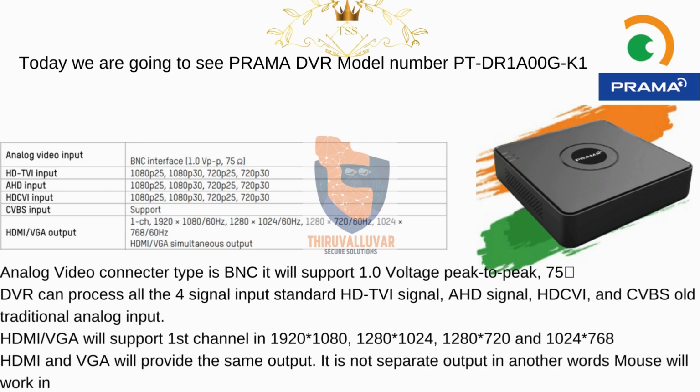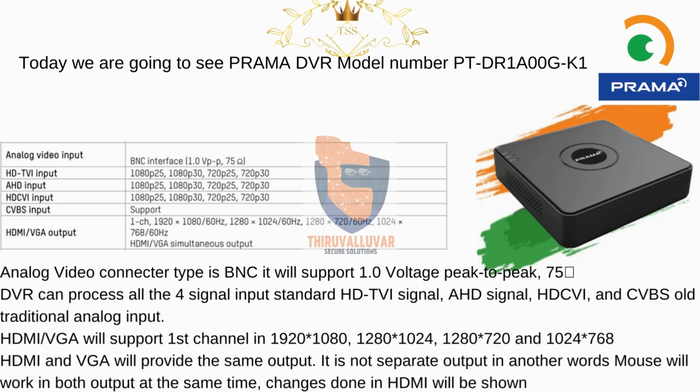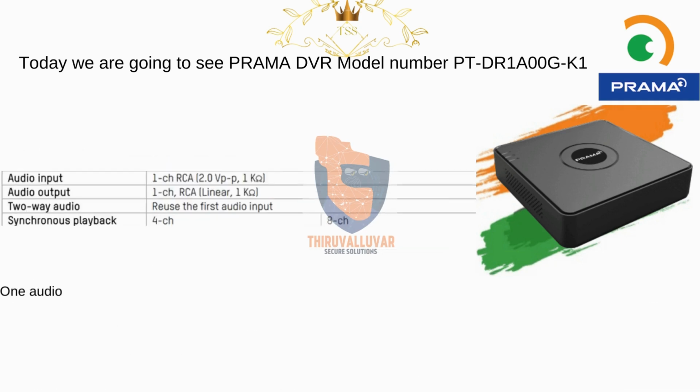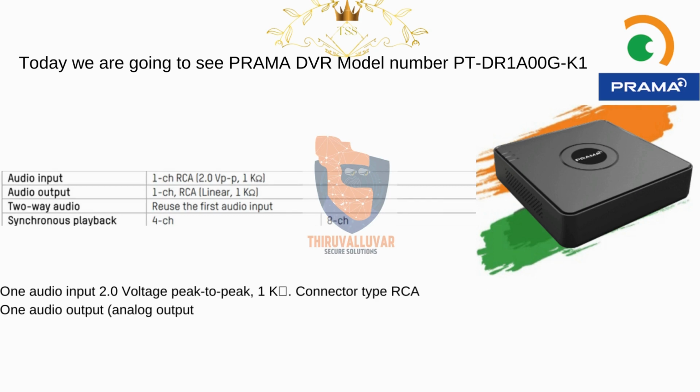HDMI and VGA will provide the same output. It is not a separate output. In other words, the mouse will work in both outputs at the same time. Changes done in HDMI will be shown in VGA also. 1 audio input 2.0 voltage peak to peak, 1K ohms. Connector type RCA. 1 audio output, analog output, 1K ohms.